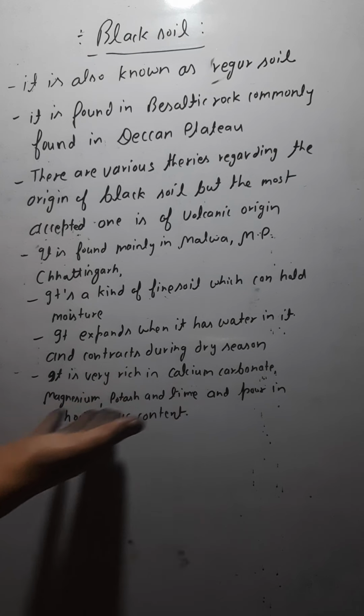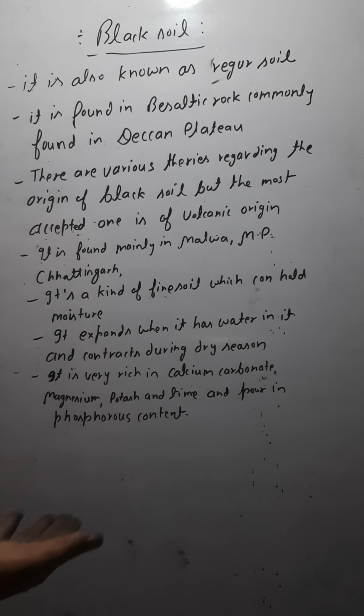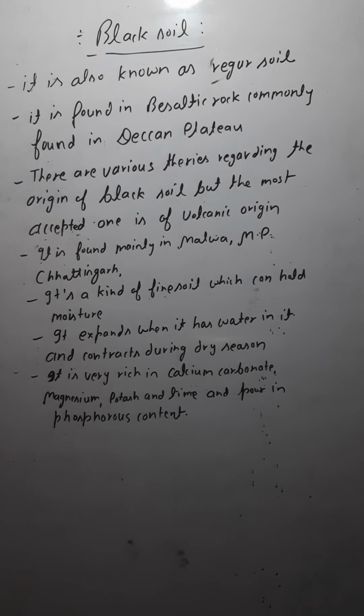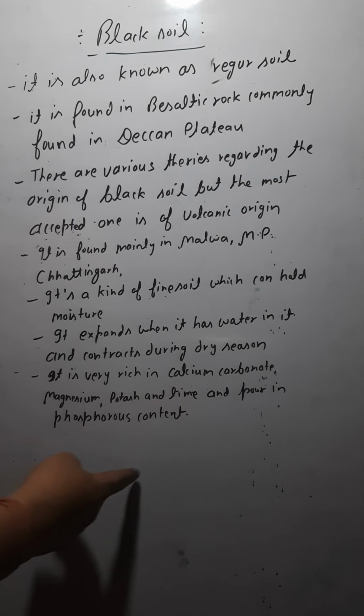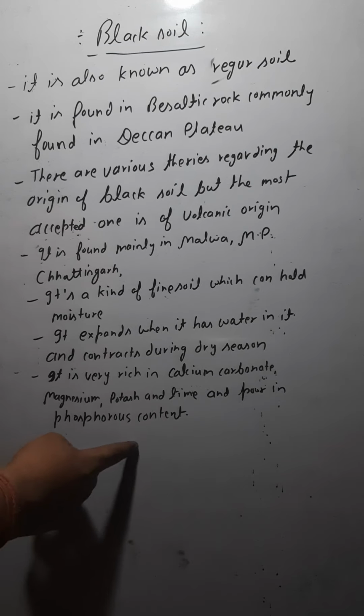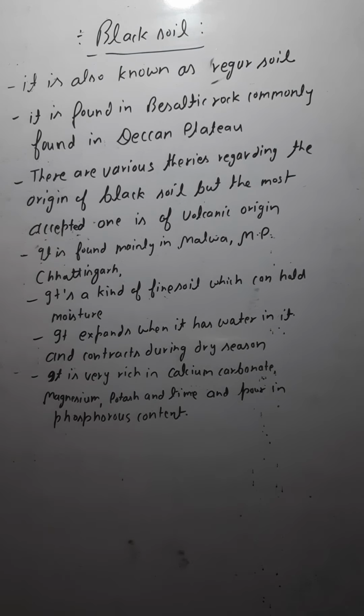So it is very rich in calcium carbonate, magnesium, potash, and lime. These four contents are in greater amounts in the black soil. But it is poor in phosphorus content. You would not find phosphorus in large amounts in the black soil.